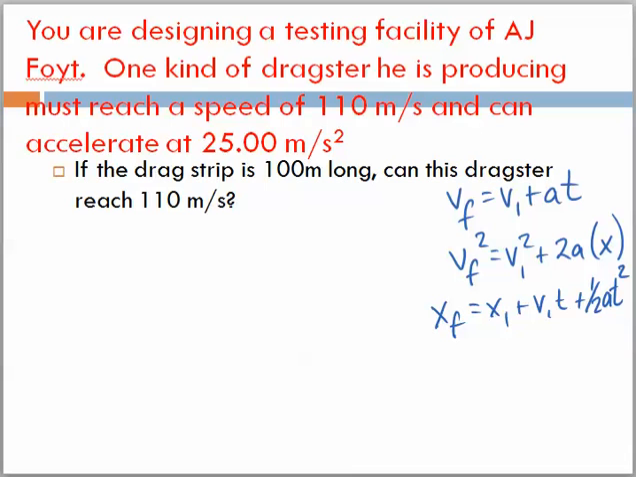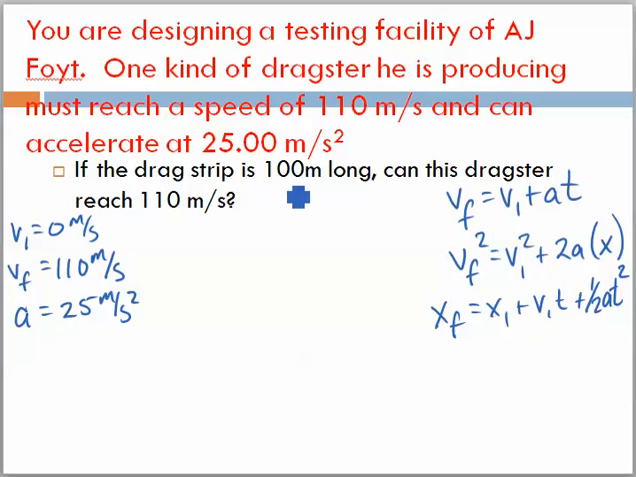In this case, I'm going to make a list of the information here to start off with. I know that it's a dragster, so its initial speed is going to be 0 meters per second. Its final speed, they tell us, has to be 110 meters per second. And it can accelerate at 25 meters per second squared.